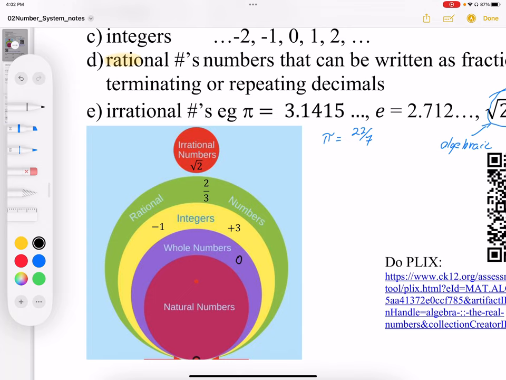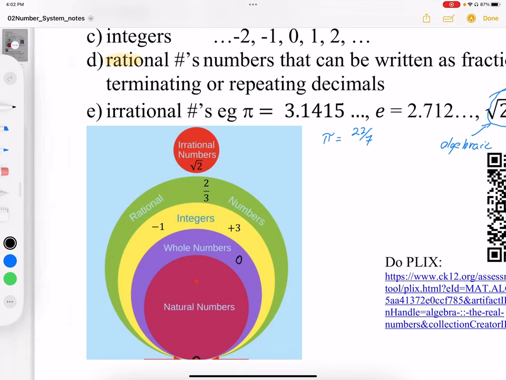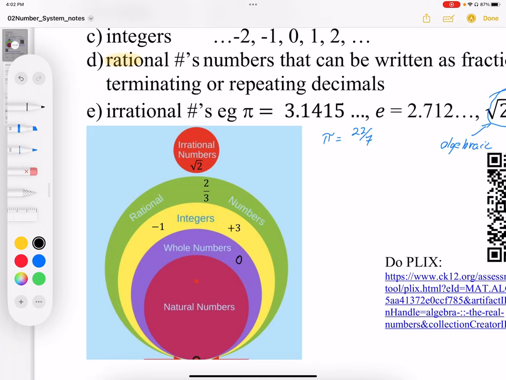And then outside of that, if it's not rational, it is irrational. So irrational literally means not rational, can't be put into a fraction. Irrational numbers are numbers like root 2. And so this is what our number system looks like when we put it in a Venn diagram.